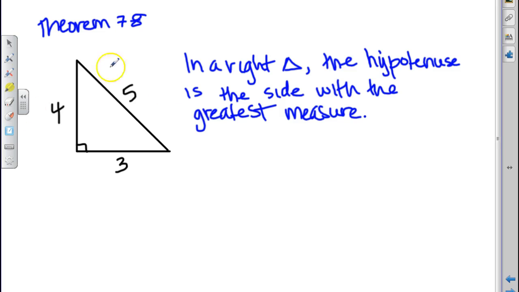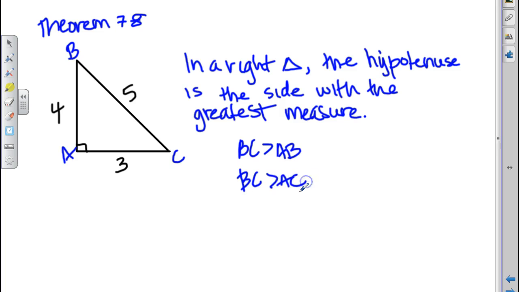All right, so in this case, let's go with ABC. So BC is bigger than AB, and BC is bigger than AC.